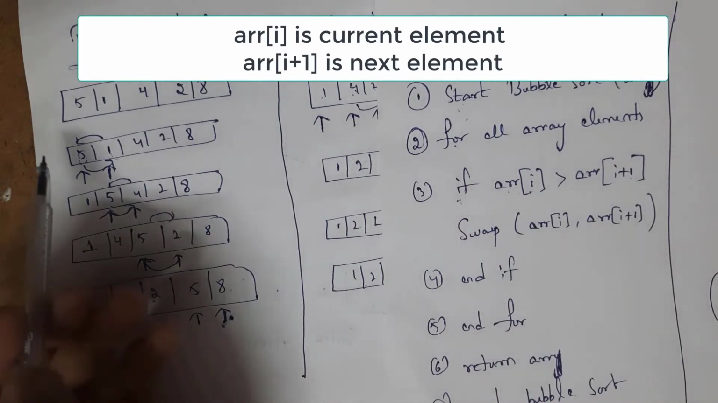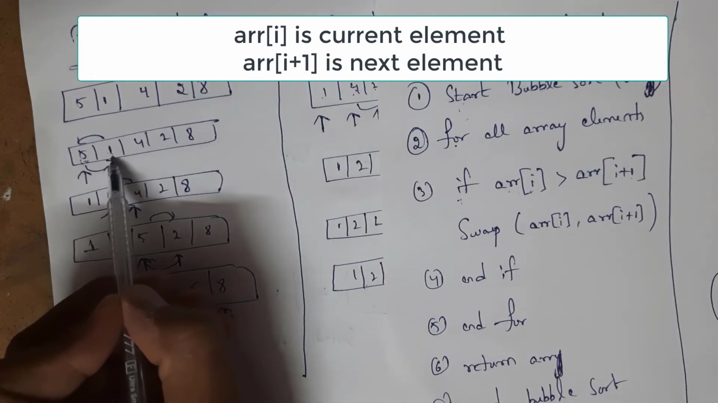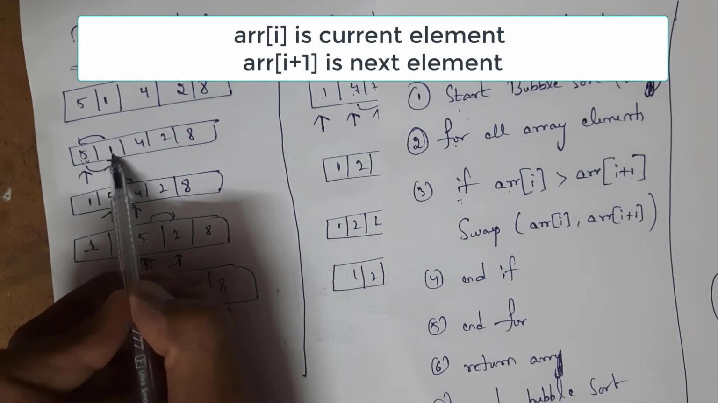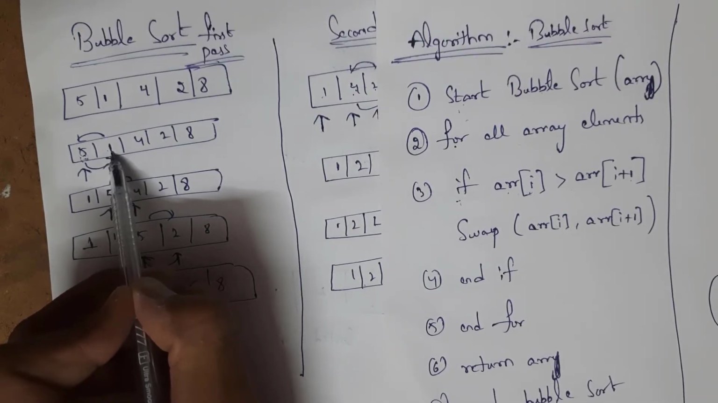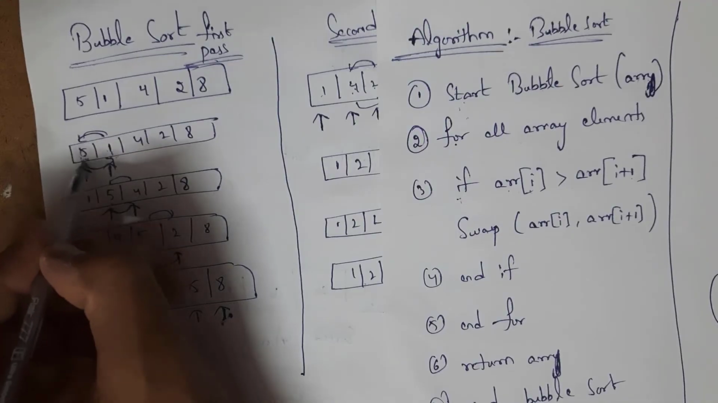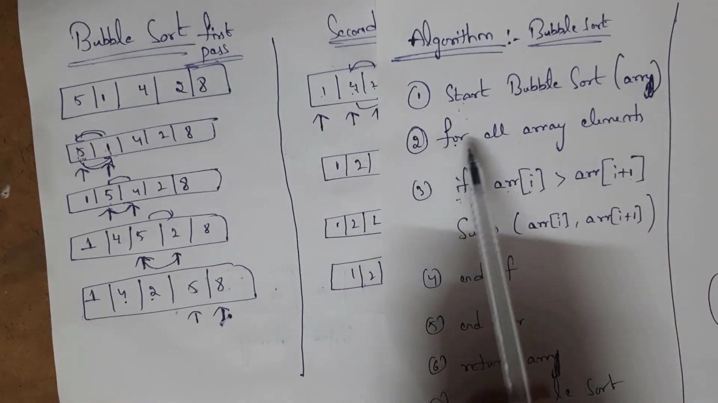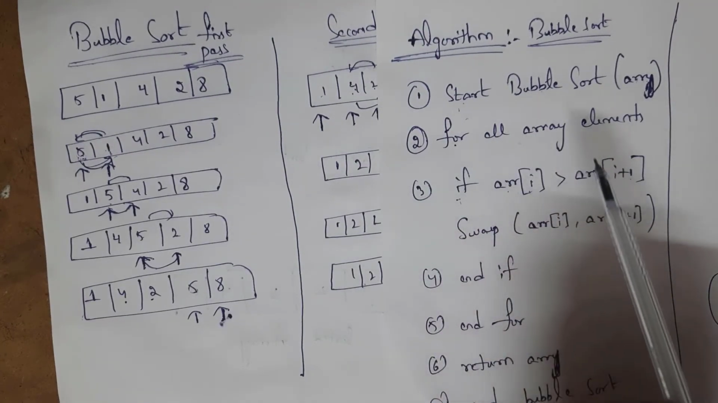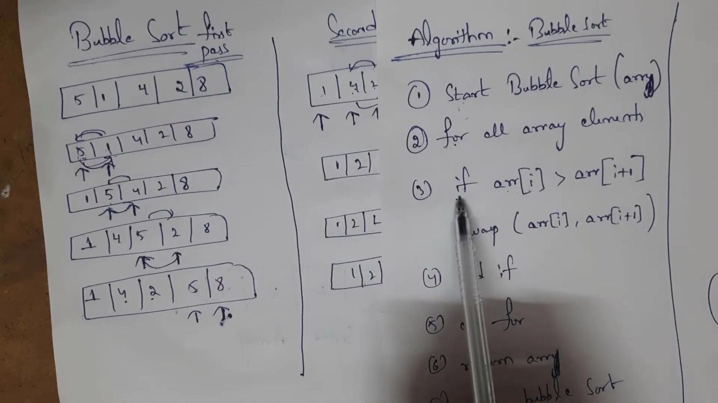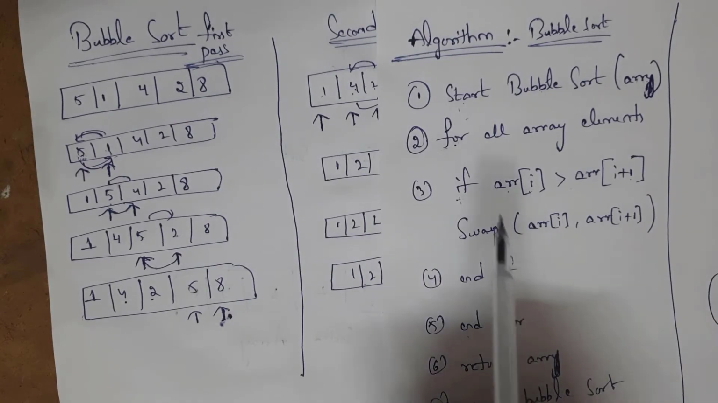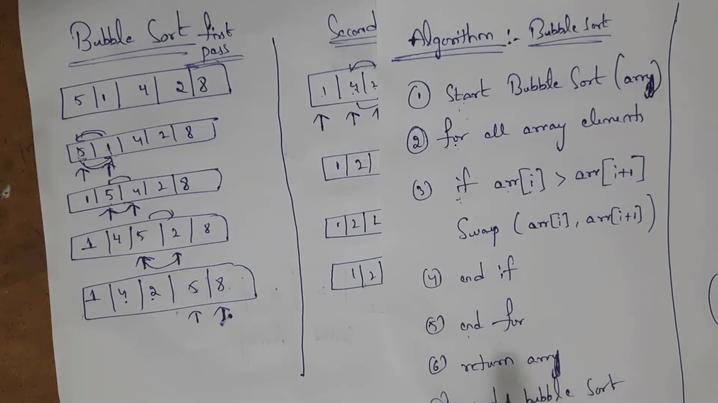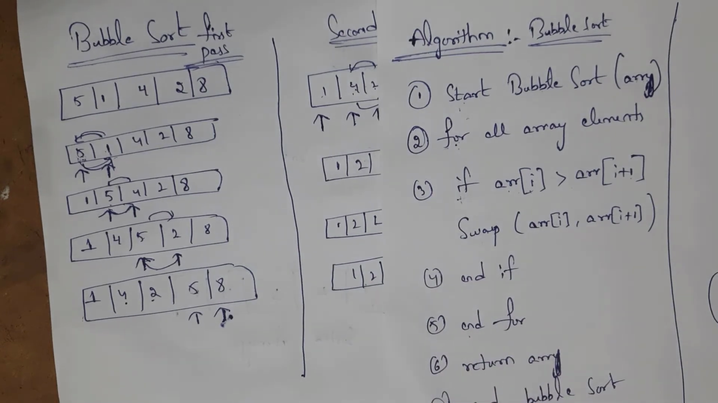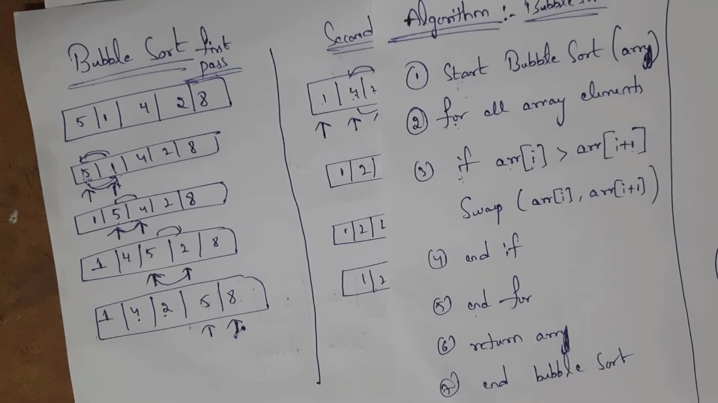If you consider this example, here the first element is 5 and the next element is 1. This 5 is greater than 1 because actually 1 should be first and after 1 there should be 5. These both are in the wrong position. So we need to interchange these both elements. We need to perform this step for all the elements present in an array. We need to close this if condition. So step 4 is end if, and after that we need to close this for loop. So step 5 is end for. After that we need to return the array, and at last we need to end bubble sort. This is the algorithm for bubble sort.